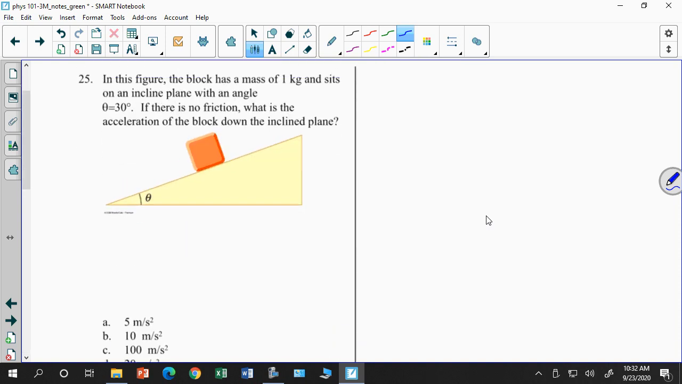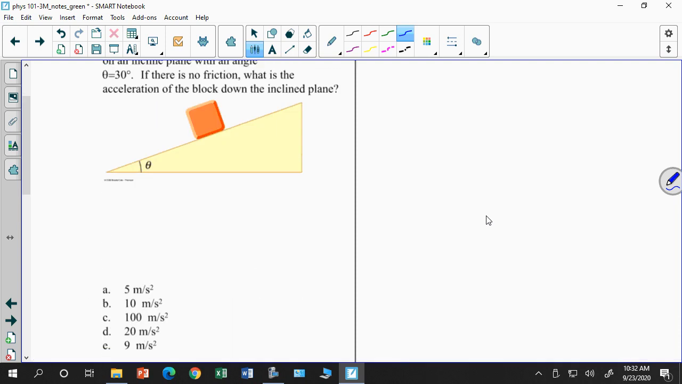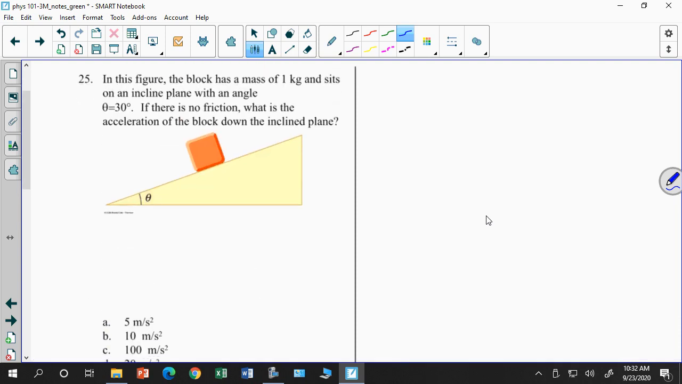Let's do this one. This one, there's no friction acting on this. And then we'll look at 25 and 26. I want to know what is the acceleration down the block. So I'm going to draw my coordinate system. I'm going to skip ahead and resolve those vectors.